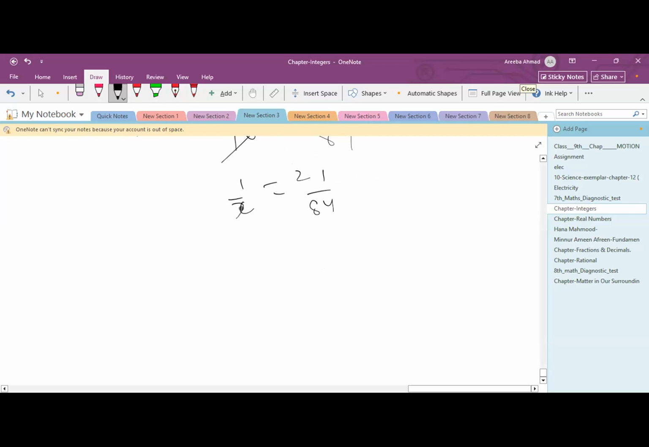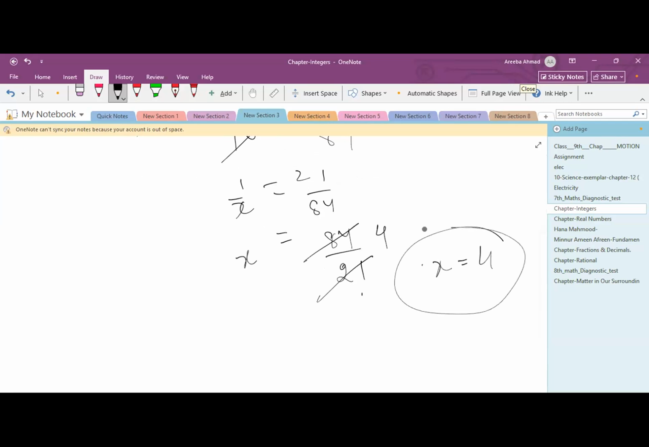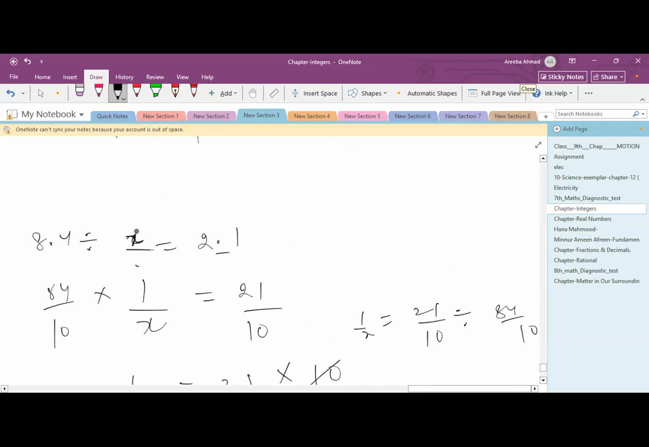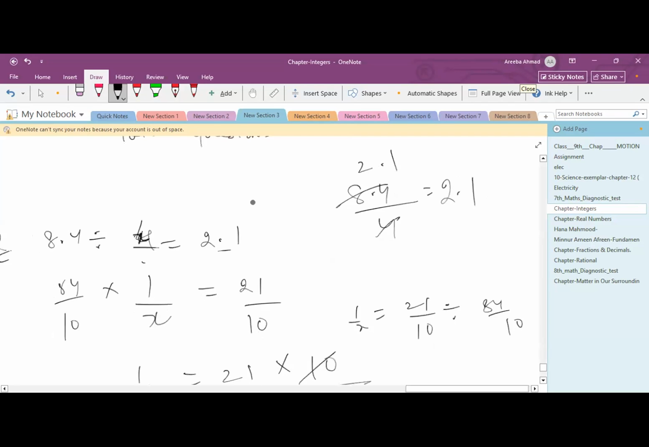So I'm going to reciprocate it again. If I am reciprocating this part, then obviously this part will also be reciprocated. 84 by 21. Now 21 fours are 84, so x is 4. That means this blank part was 4. 8.4 divided by 4 will give me 2.1. Understood? Write this.